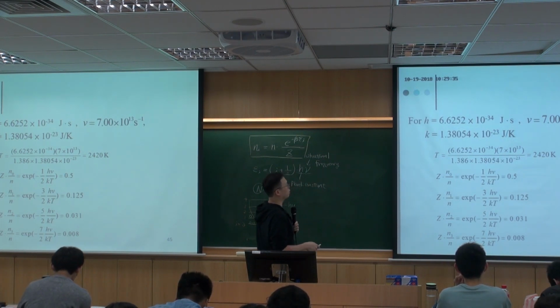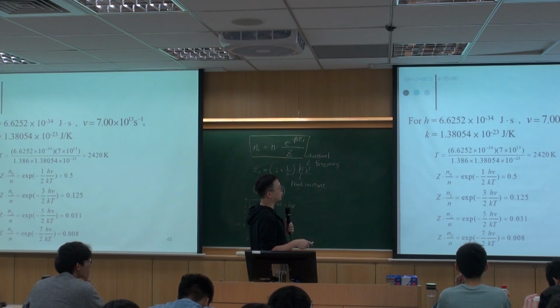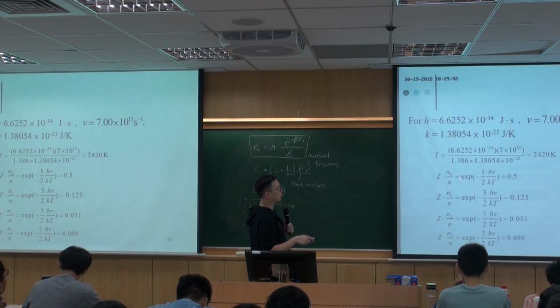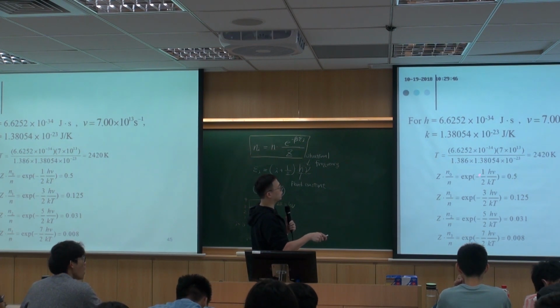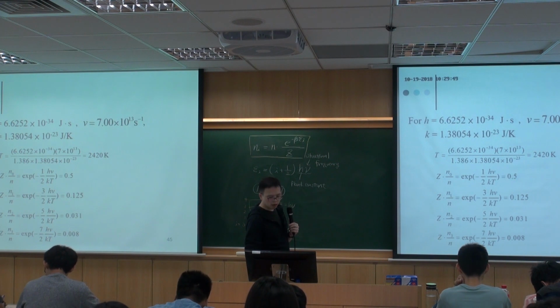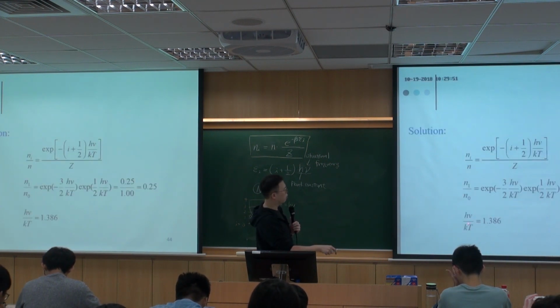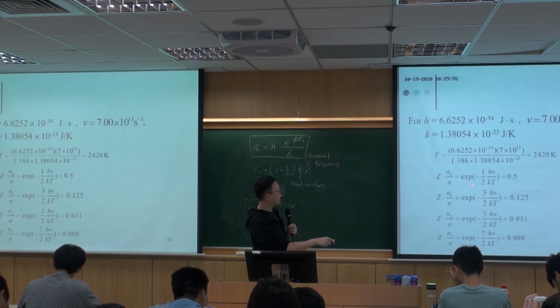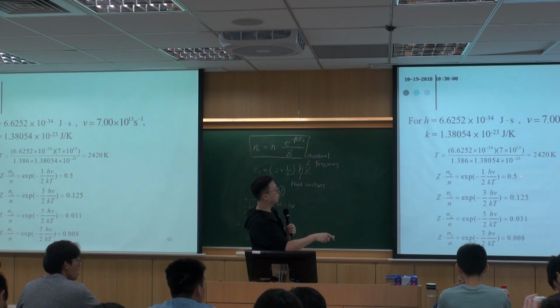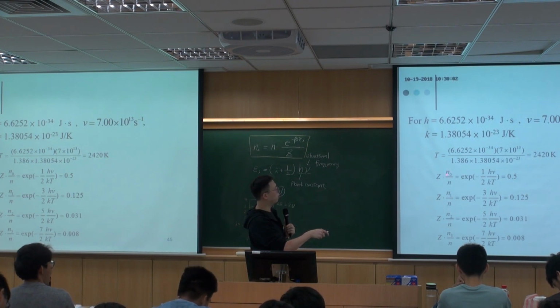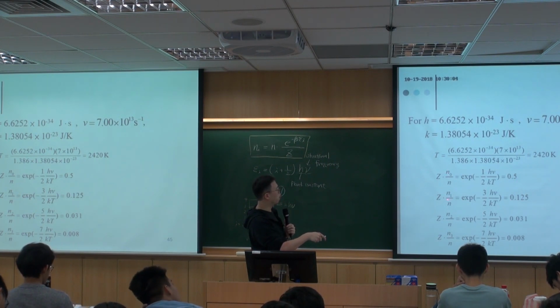So once you have this fixed, you can start to estimate how large the portion of particles in each energy state will be. For instance, right now we know this constant, h mu over kT, should be 1.38 or 1.4. If you plug that in here and calculate this exponential term, you'll see that this is 0.5 for n0, and for n1, this is 0.125.